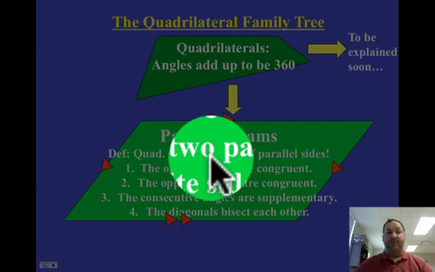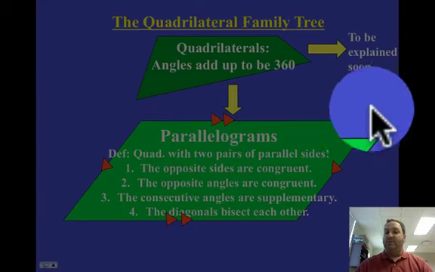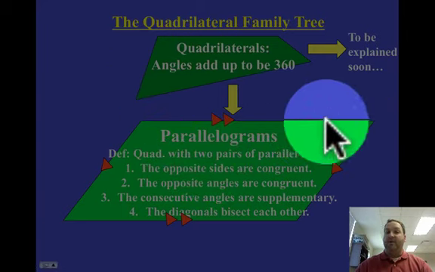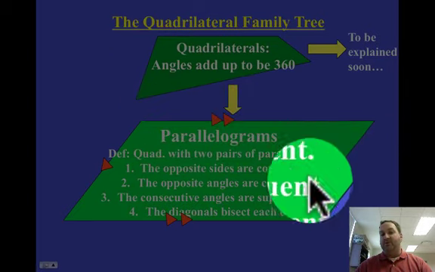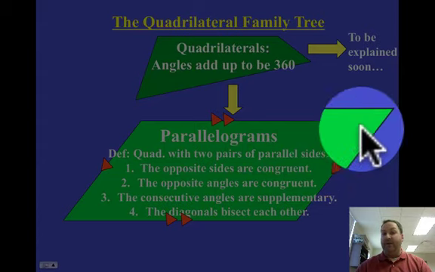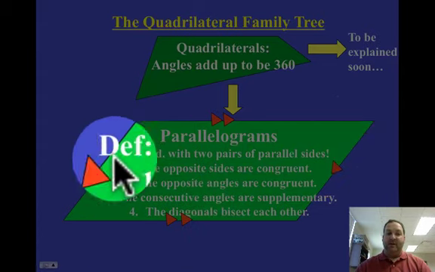And number 3, the consecutive angles are supplementary. Consecutive angles are angles that are right next to each other. So it could be the top two angles, they're right beside each other, so they're supplementary, which means they add up to be 180. It could be these two angles. These two angles are right next to each other, they add up to be 180. Or it could be the bottom angles, or it could be the left side angles.